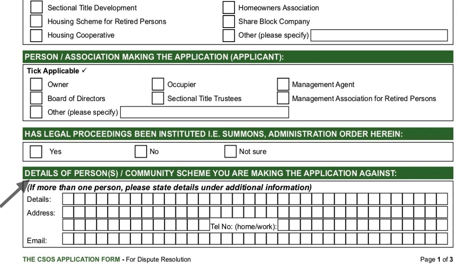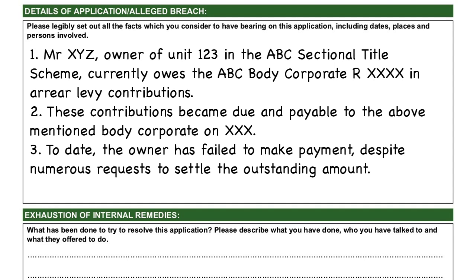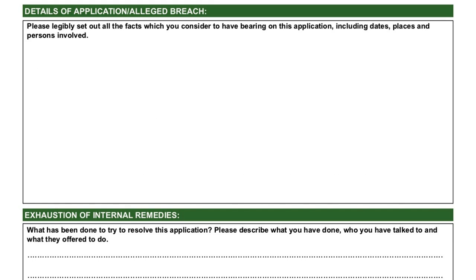At the bottom of page 1 of the form, you are required to fill in the details of the owner that has fallen behind on his levy contribution payments. That brings us to page 2 of the application form. At the top of this form, you are required to set out the facts relevant to your application. For example, you would set out the amount in arrear levies, the date or dates on which the overdue contributions became due and payable, and the fact that the owner has failed to make payment to date, despite requests to settle the outstanding amount.